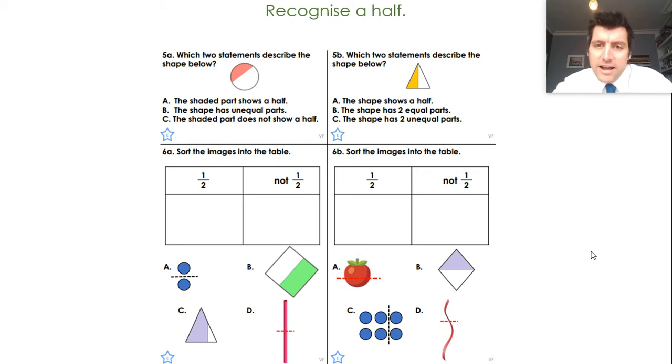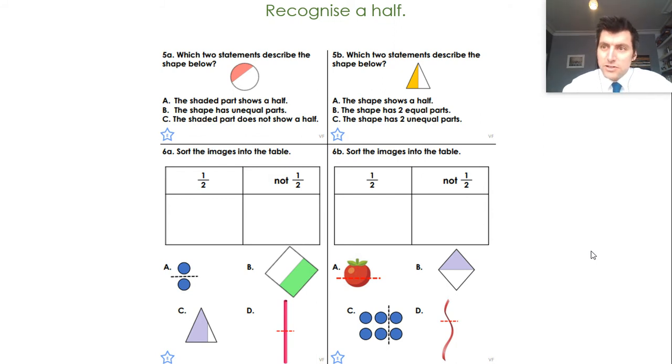Good stuff. Hopefully now you'll have a go at these sheets. Now with these, you're going to need to pause whilst you look at them because, as I said, you're not getting the sheets through for these. So I don't want to kill all the rainforests. So have a look at these questions, 5A, 5B, 6A and 6B, and then decide which statements are true for 5A and 5B. And then could you do a little table on a piece of paper for 6A and 6B, or just decide which ones are half and which ones are not. So pause the video while you go through that, please.